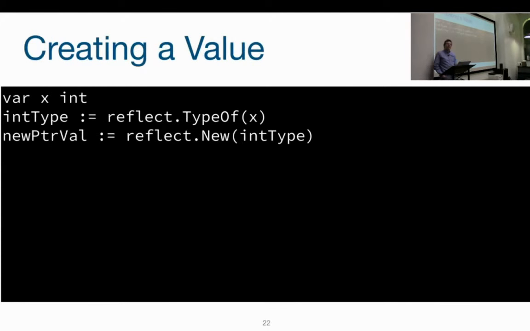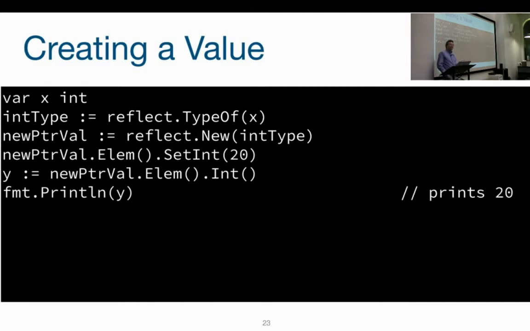If you have a reflect type, you can actually get a brand new reflect value without starting from an existing variable. There's a function in the reflect package called new. Pass it a reflect type, and it will create for you a new reflect value. It's a pointer to the value of the type that was passed in. So you pass in the int, and new pointer val is actually a pointer to int behind the scenes.